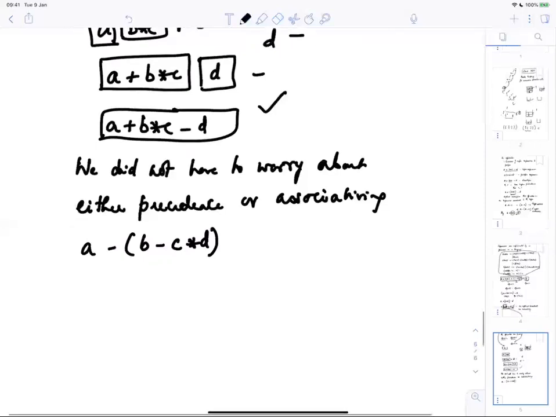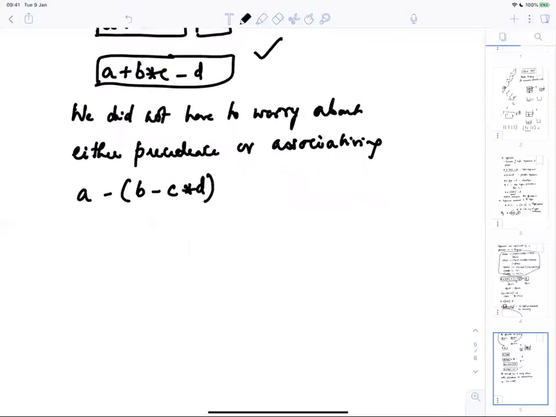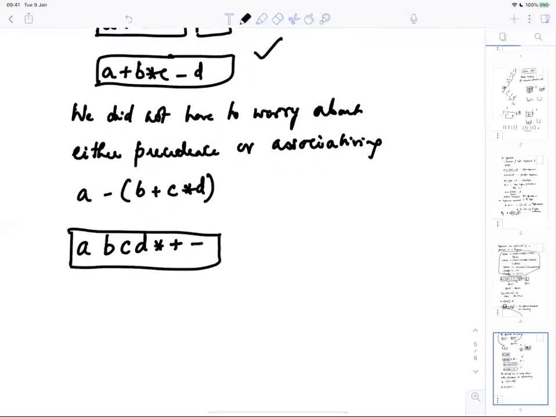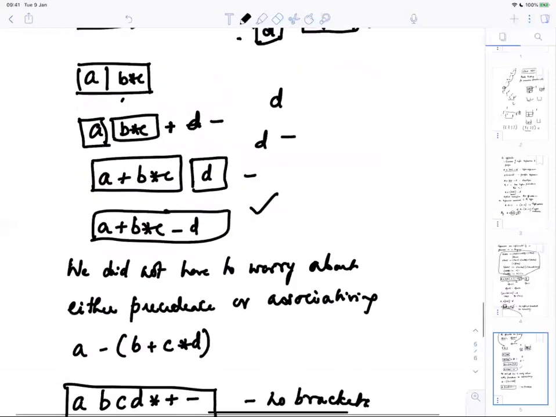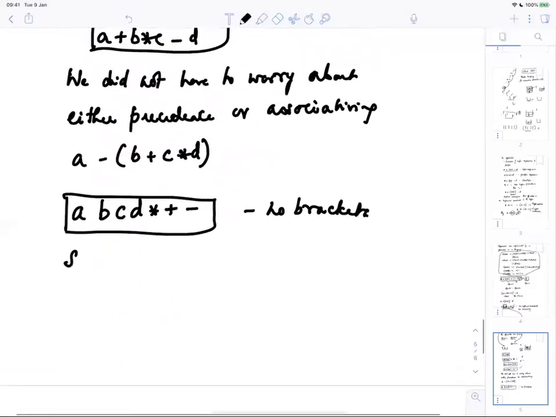Then what do I have? I have a over here, then I have b, c, d, star, plus and minus. This is how the postfix expression will be. No brackets either. So the good part is that a postfix expression is very easily evaluatable, and the way we performed these operations actually uses a stack.